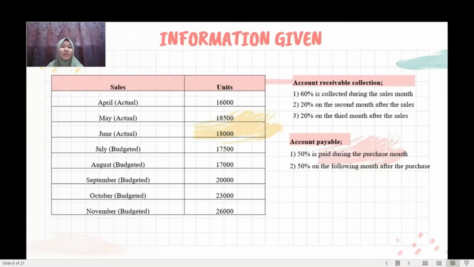The general information given is the unit sales for each month, starting from April up until November, which contains the actual and the budgeted unit sales. For the account receivable collection, there are three types of collection: 60% is collected during the sales month, and another 40% is divided into two, which is 20% in the second and 20% in the third month after the sales. For account payable, it divides into two parts. 15% is paid during the purchase month and another 15% is paid in the following month after the purchase.